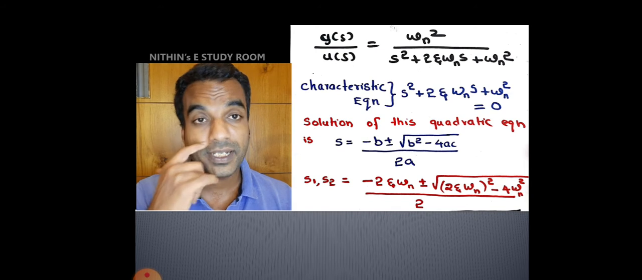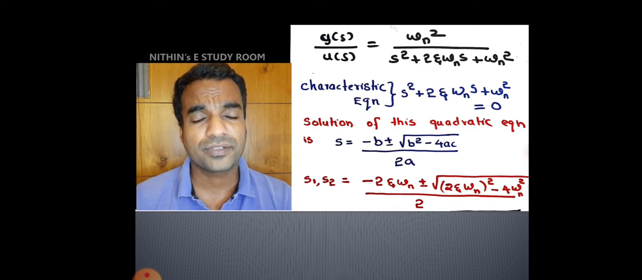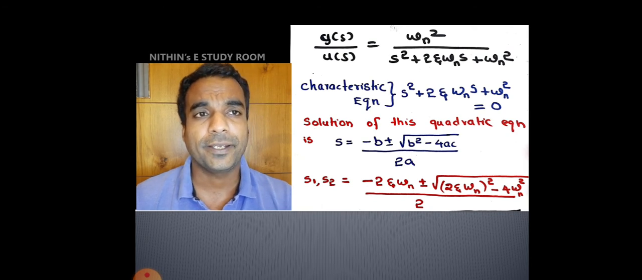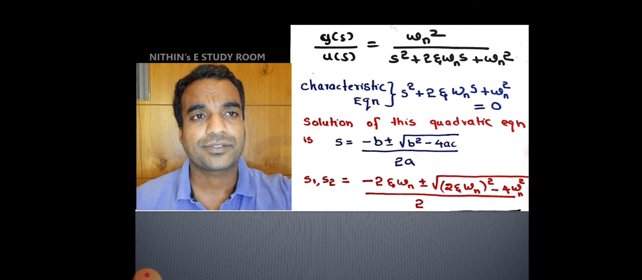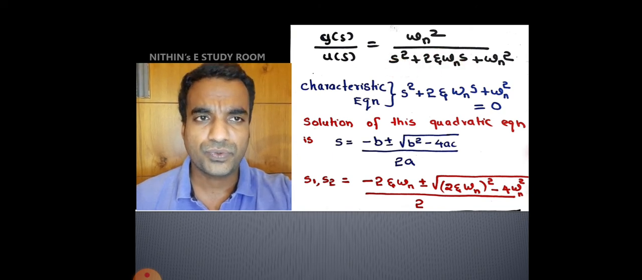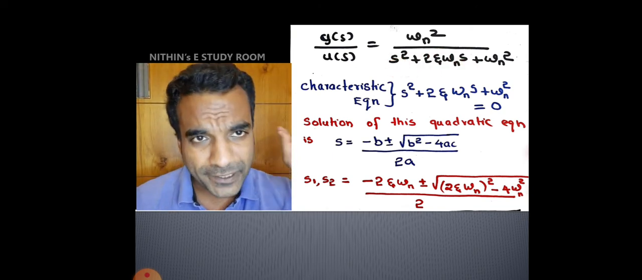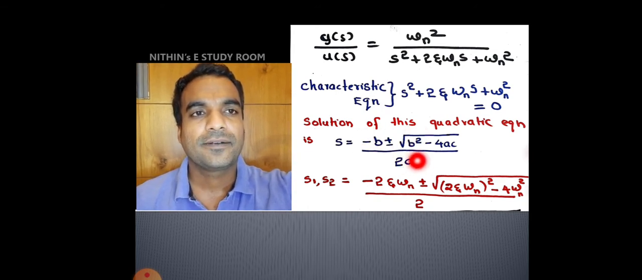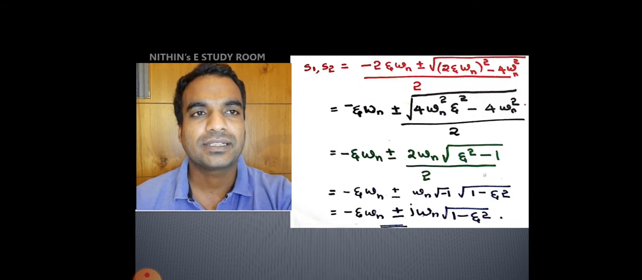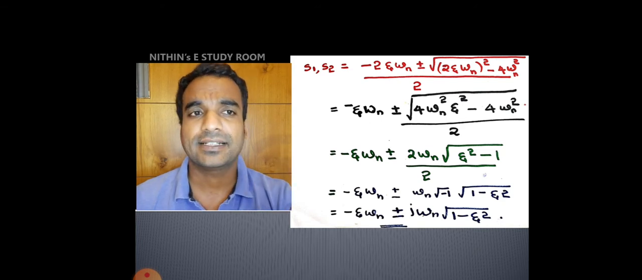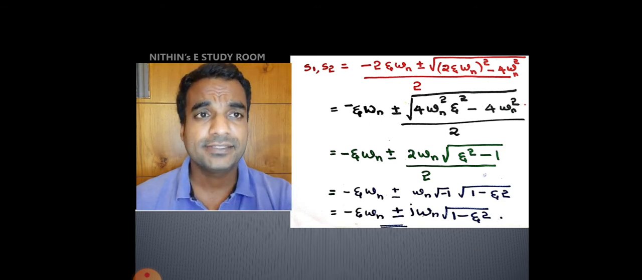We need a solution for that, and for finding the solution of a quadratic equation, we have the standard formula: minus b plus or minus root of b square minus 4ac, by 2a. Actually, this is the characteristic equation. It is nothing but the denominator of the transfer function, the denominator equated to 0. And to find the solution of that particular characteristic equation, you have to use this formula. The solution is there in the slide. We did this derivation in detail in the last class, so I am not going into the details.